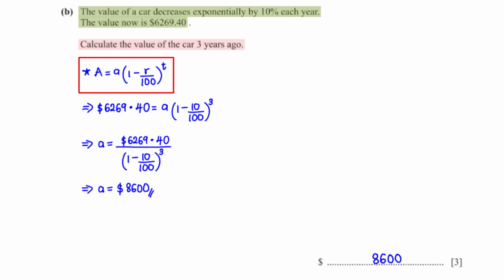Since we are dealing with a decrease in this case, this will be a minus. Big A represents the final value of the car, which has been given as $6,269.40. Small a represents the initial value of the car, which is what we are finding. R is the rate, which is 10%, and T is 3. When we make a the subject, this is what we get. When we type this into the calculator, we have $8,600.